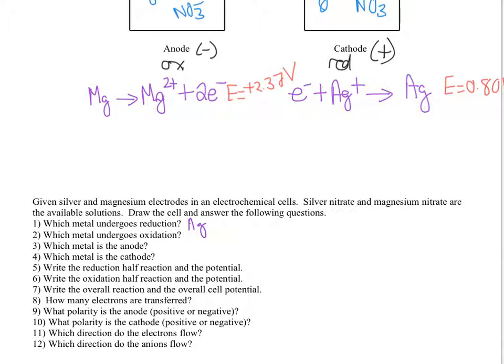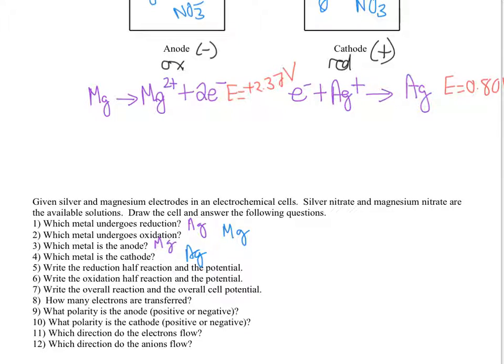Which metal undergoes oxidation? That would be your magnesium. Number 3 says, which metal is the anode? We said that would be the magnesium. And which metal is the cathode? We said that would be the silver from the picture above. Number 5 says, write the reduction half reaction and the potential. And so we already did that. It's right here. But I'll write it anyways.